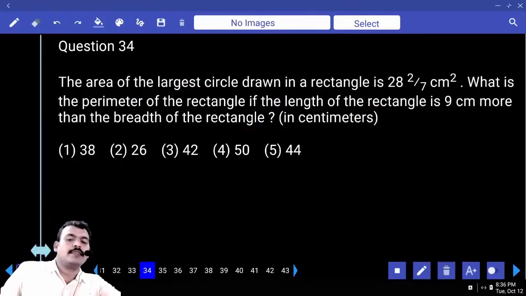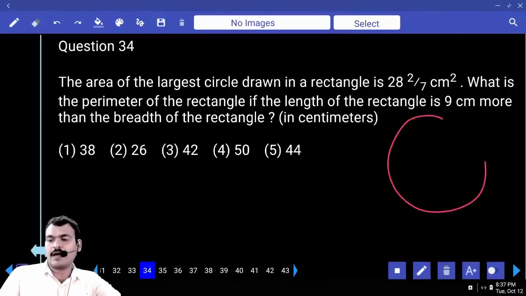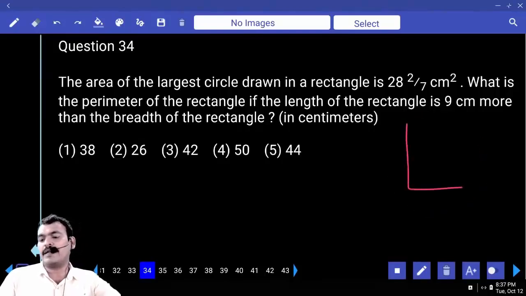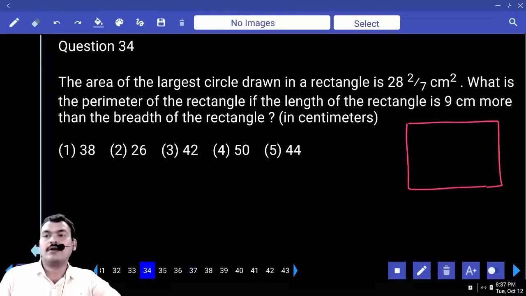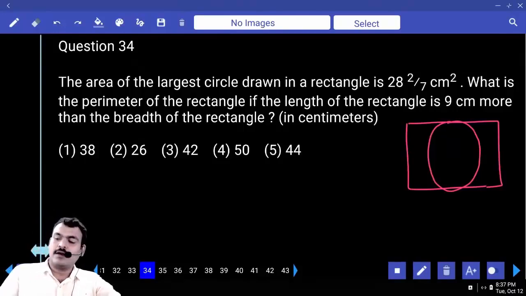Next 34. The area of the largest circle drawn in a rectangle is given as 28 2 by 7 centimeter square. What is the perimeter of the rectangle, if the length of the rectangle is 9 centimeters more than the breadth? Area of the largest circle that can be drawn inside the rectangle or outside the rectangle? Inside the rectangle means it touches only top and bottom or all the sides? Top and bottom.